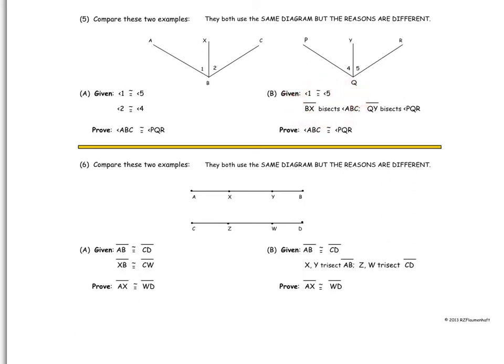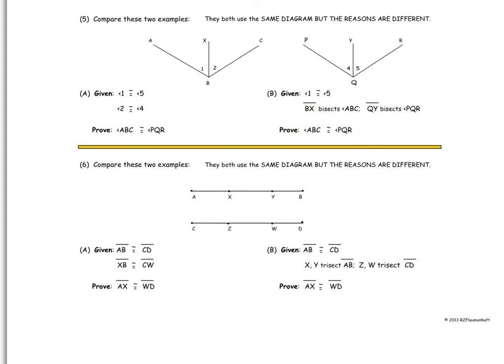BX bisects. Angle 1 is half the degrees that angle ABC has. Angle 5 has half the degrees that angle PQR has because QY is also a bisector. So I can find the measurement of angle ABC by doubling this number, and I can find the measurement of angle PQR by doubling this number, and because they're the same number, I'm going to get the same answer. So angle ABC and angle PQR have to be congruent by multiplication.